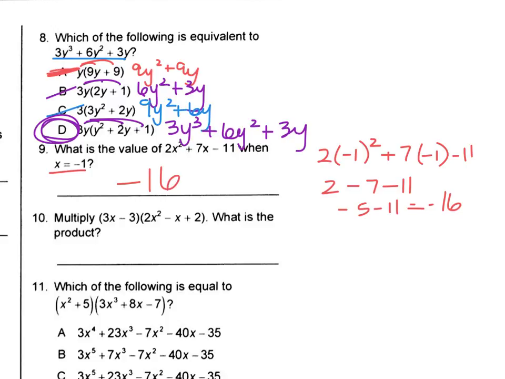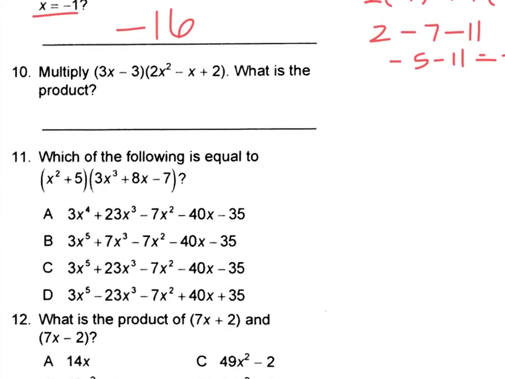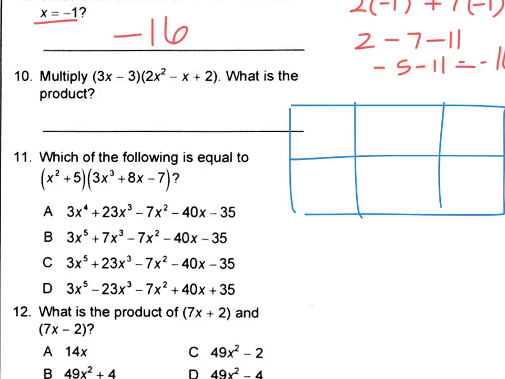Question 10, what is the product when you multiply? I don't know how to convince you that using the box method is going to be your best option on these really big problems here. Remember, there's so much to keep track of. So if you're going to use the box method, we can go ahead and set that up. All right, we're going to do a 2 by 3. So 3x and -3, 2x squared, -x, and +2.